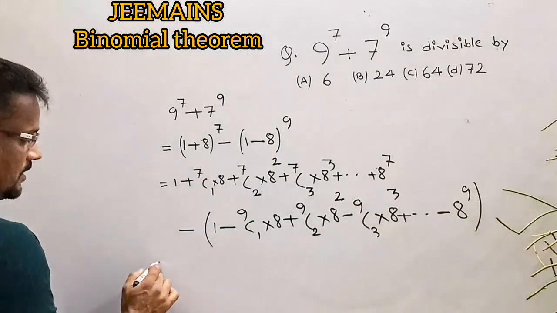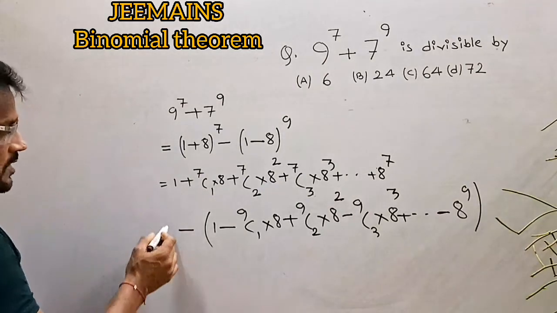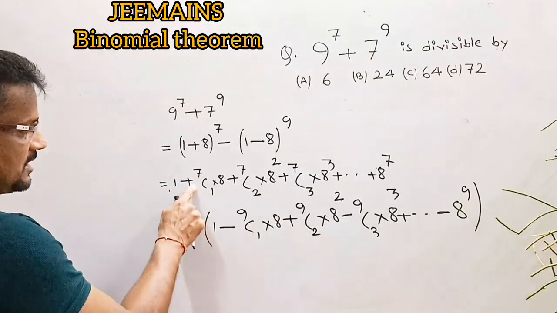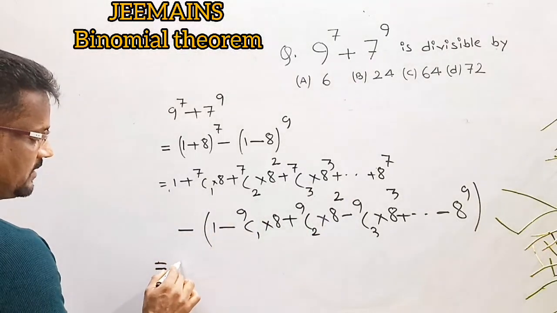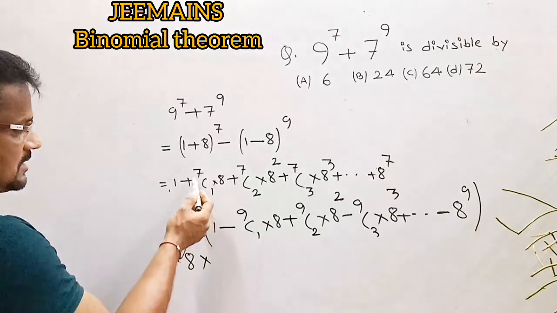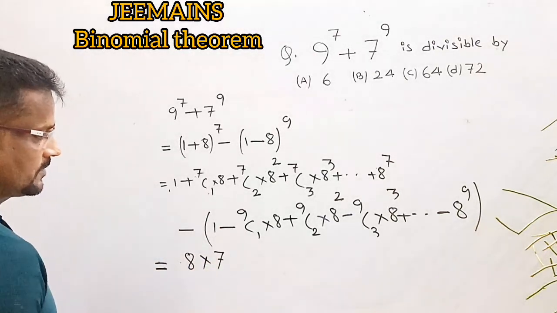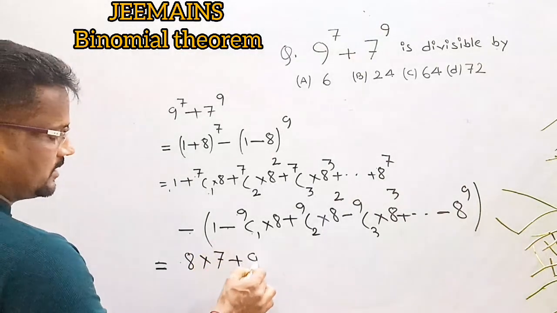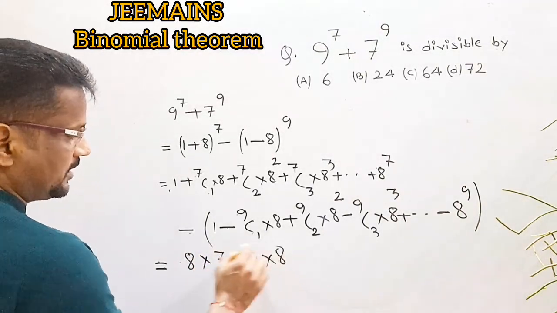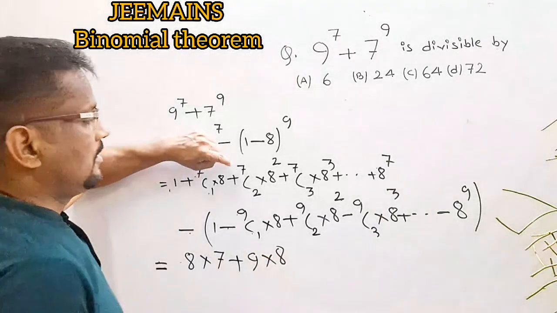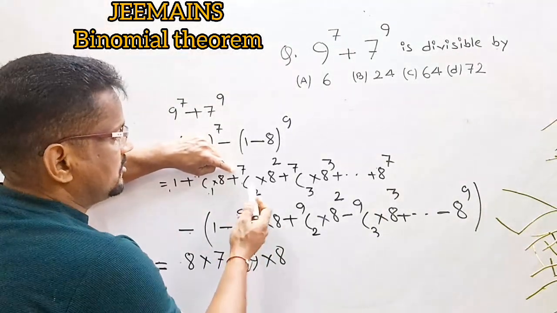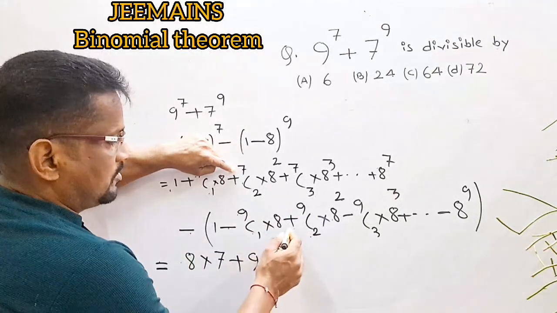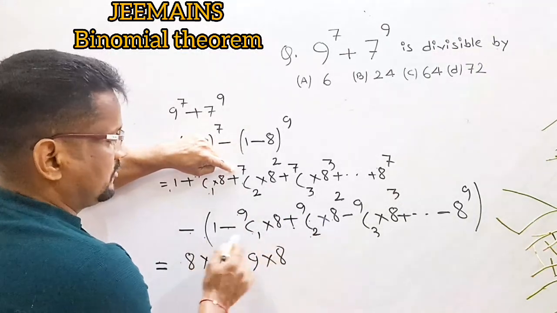Now you see, a little bit of simplification you have to do. If you open the bracket, 1 and minus 1 will be cancelled out. 7C1 into 8, so let me write it here: 8 into 7C1 is 8 into 7. Then minus, this minus will be plus: 9C1 is 9 into 8. Then do one thing. Rest of the terms you see: 7C2 into 8 square plus 9C2 into 8 square, minus 9C2 into 8 square if you open the bracket.